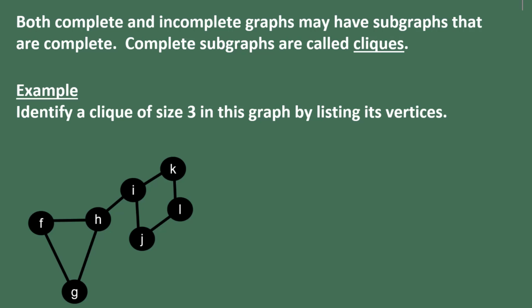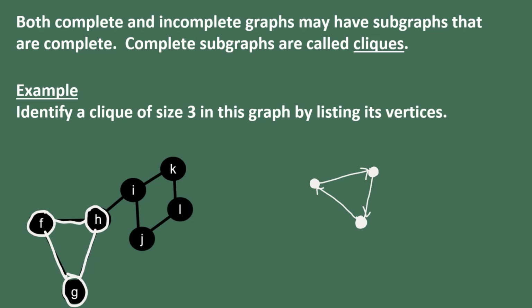In this example, we're going to identify a clique of size 3 and list its vertices. A clique of size 3 would have 3 vertices, and each one of the vertices must be connected to the other. So we can see that the only 3 vertices that are each connected to the other are F, G, and H. There are no other 3 vertices that have this characteristic.